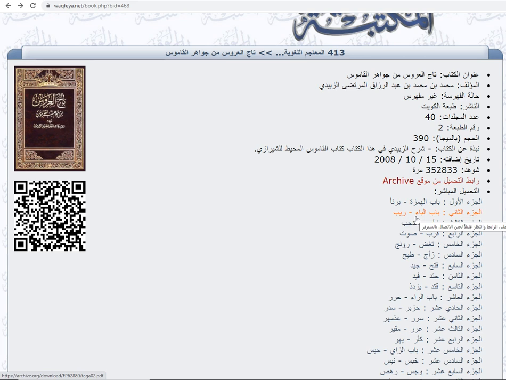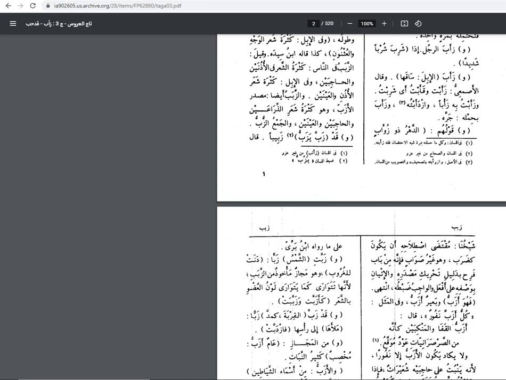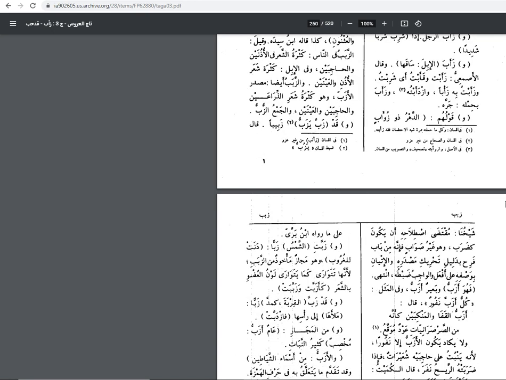Once we've found the section of Ba, we will then look at the very first letter of the word that we are looking for, in this case the letter Dad. So we will look for the volume that has the words that end in Ba and whose first letter starts with Dad, which will be volume number 3. So we will go to volume number 3 here. Okay, so we're starting off with the root letters Za, Hamza, and Ba. So we will keep scrolling down until we find the section on Dad.